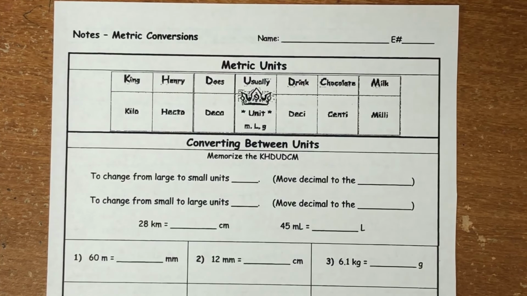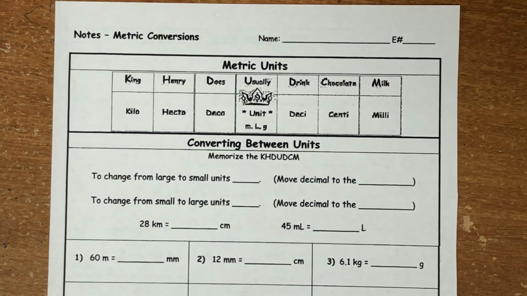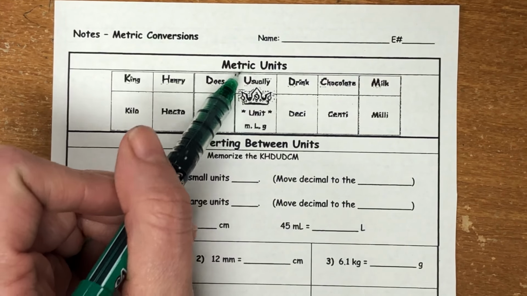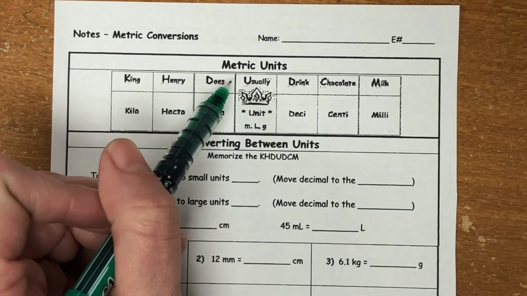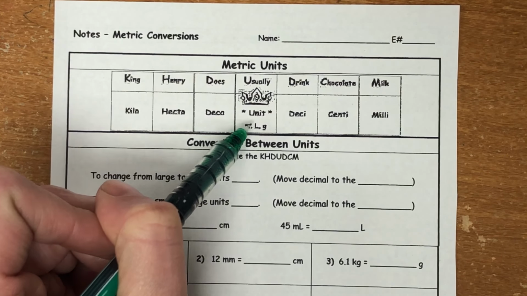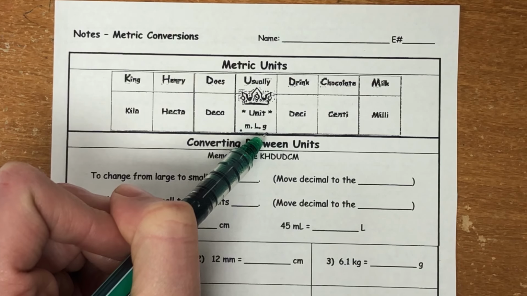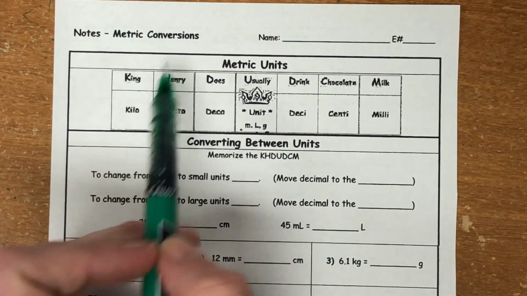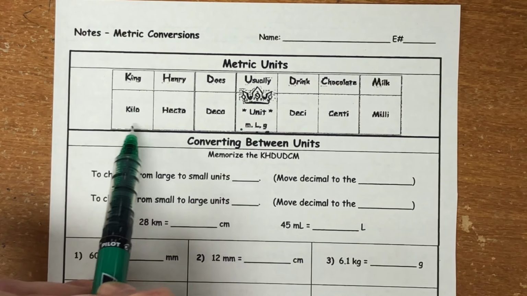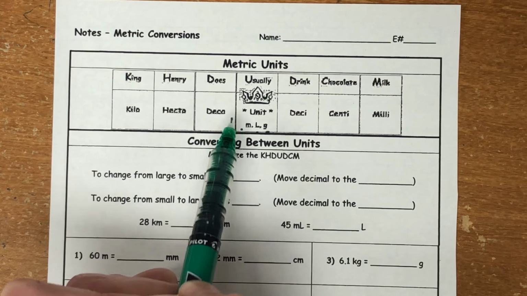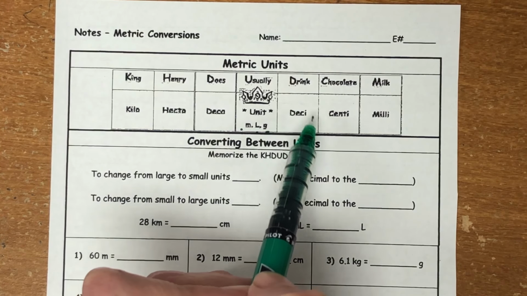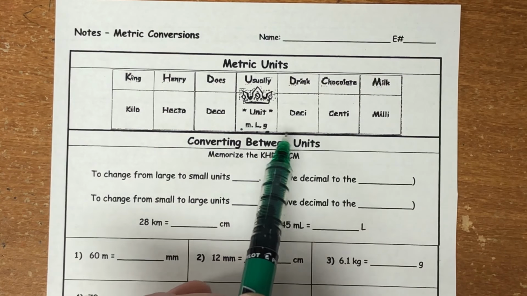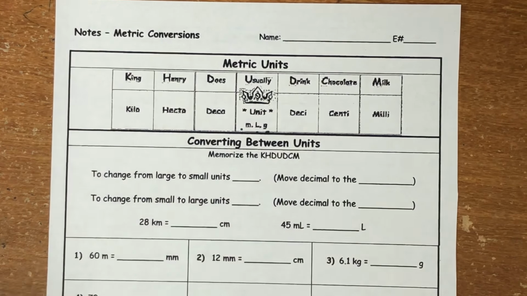Metric conversions. The base units for the metric system are the meter, the liter, and the gram. Those are your base units. Then you have kilo, which is your largest unit, the hecto, the deca, the deci, the centi, and the milli. These three are your smaller units in the metric system, okay?